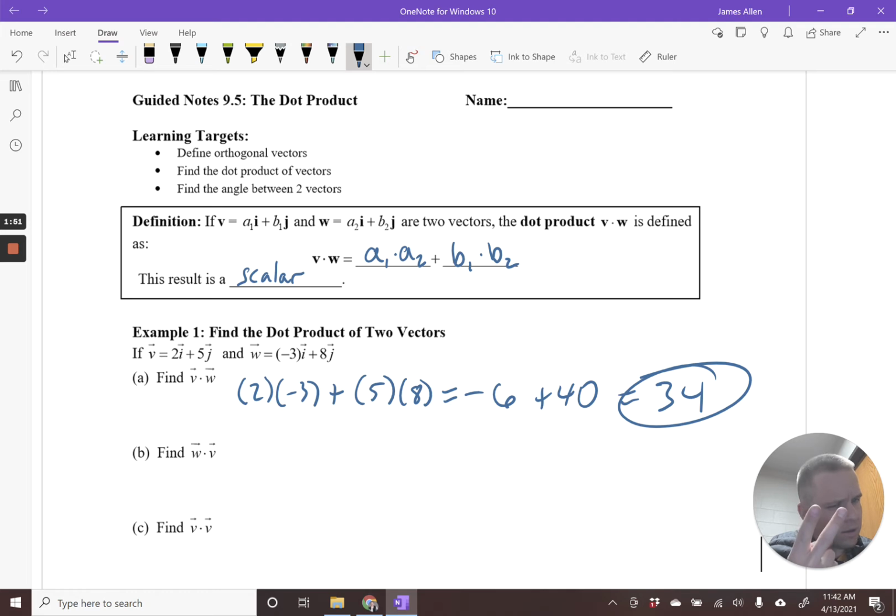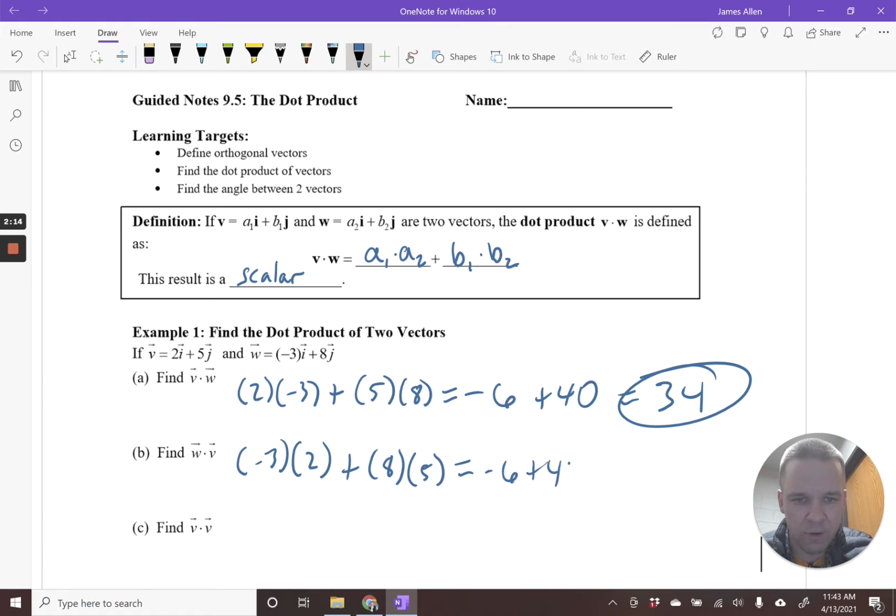Now, perhaps it's commutative? Let's see. If we flip-flop them, I would have the dot product of w and v. Negative 3 times 2 plus 8 times 5. I'm left with, again, negative 6 plus 40, which equals 34. We're going to write down those properties in just a sec, but yes, the commutative property does apply.